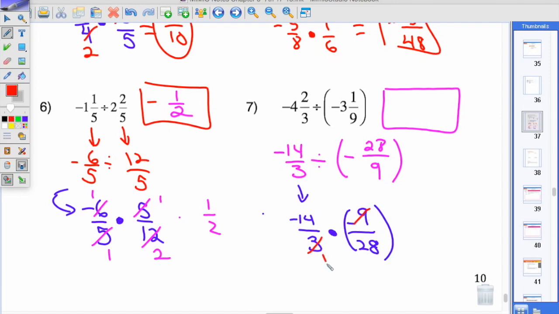We can cross cancel the 3 with the 9, so we're left with 1 and 3. We can cross cancel the 14 with the 28, so we're left with 1 and 2. When we multiply going across, we get 3 halves, which is the same thing as 1 and 1 half. So our answer is 1 1/2.